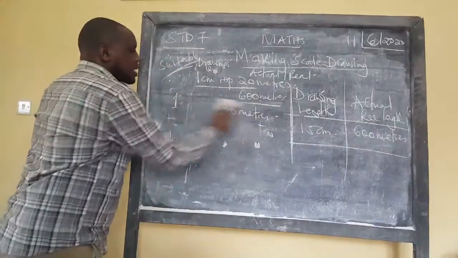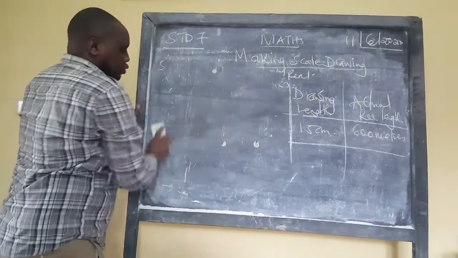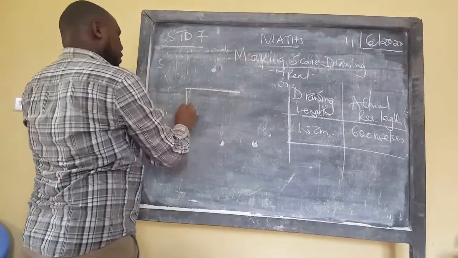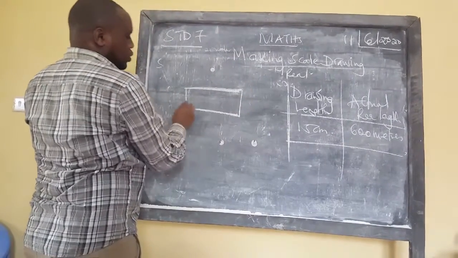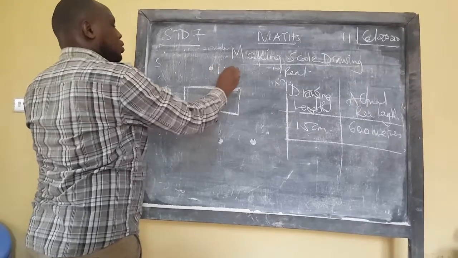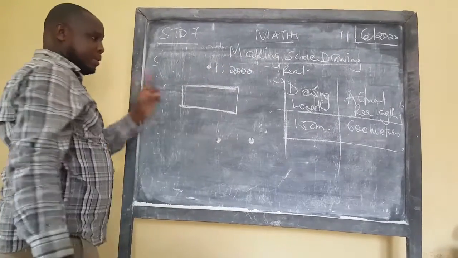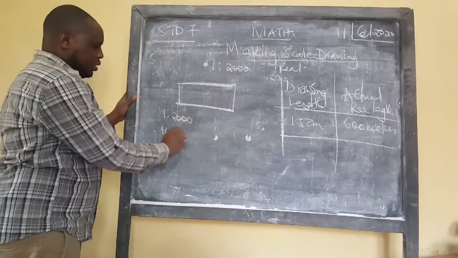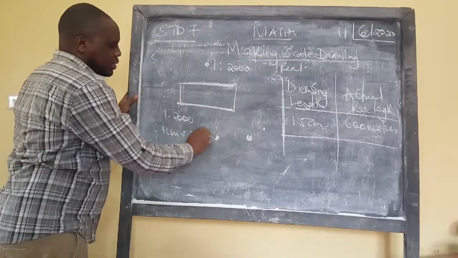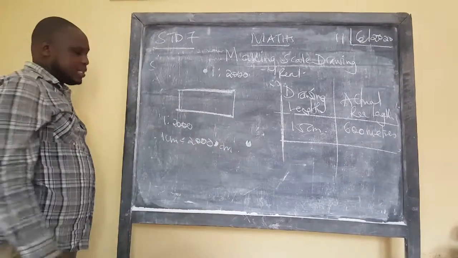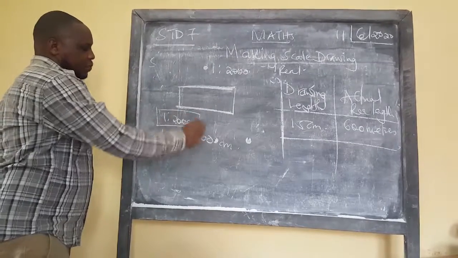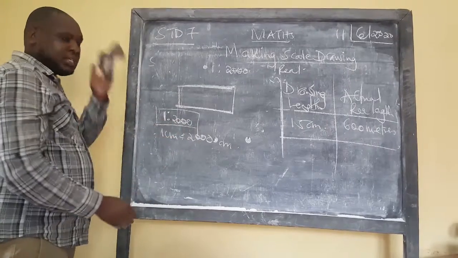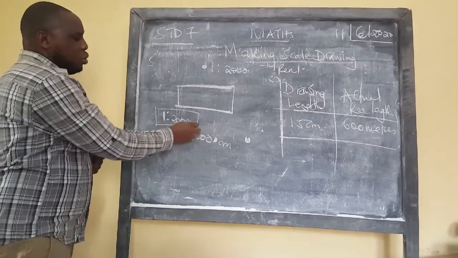Sometimes in an exam, you are given something like what I gave you yesterday: this particular rectangle was drawn using a scale 1 is to 2000. What that means is that 1 centimeter drawn is equivalent to 2000 centimeters. Whenever you use this ratio scale, all these units are centimeters, and that's the reason why we don't write the centimeters, because here it is 1 centimeter is to 2000 centimeters.